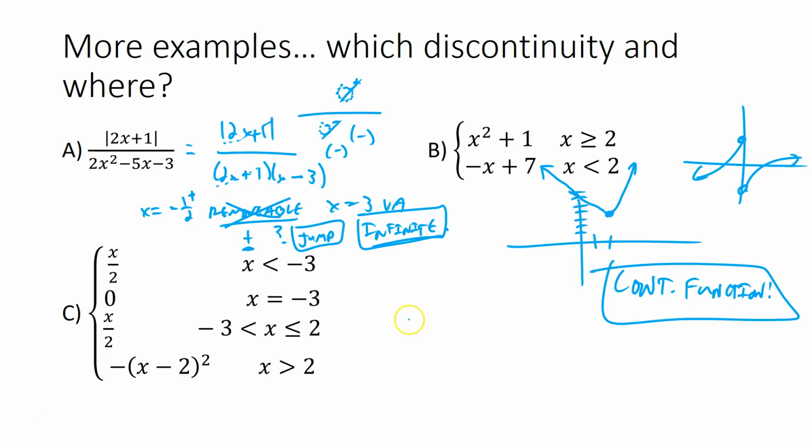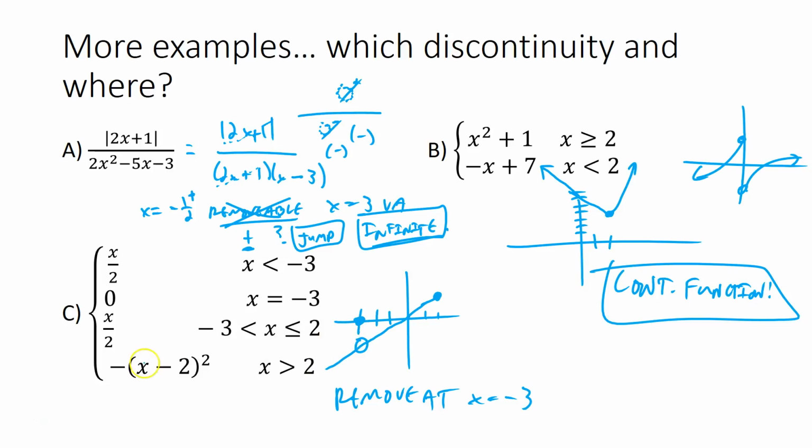Here we got a four-way piecewise function. X over 2 is a line. So we're doing that until negative 3. And we actually go through negative 3. It really happens until 2. But at negative 3, so we got x over 2 is like this. And we keep going until we get to 2. And then we have a solid dot. But at negative 3, the actual function value is 0. So we have a hole there. Okay, so we have a removable discontinuity at x equals negative 3.